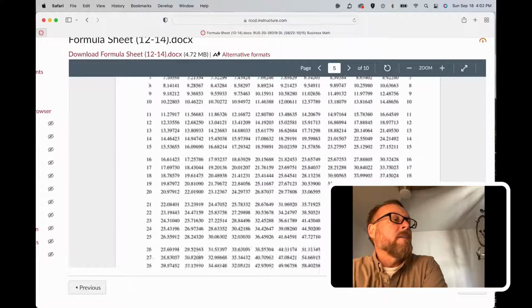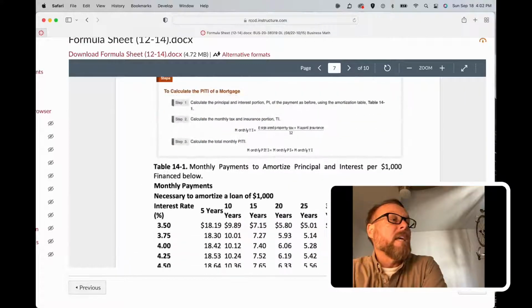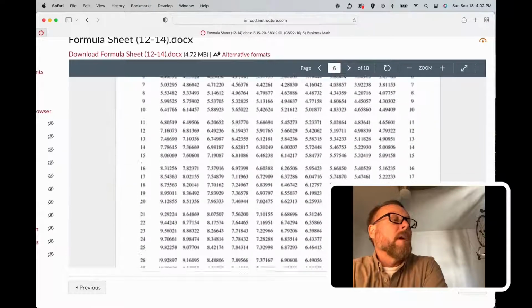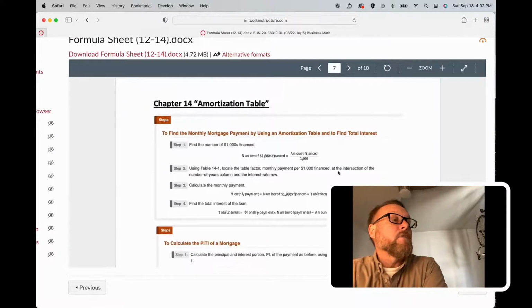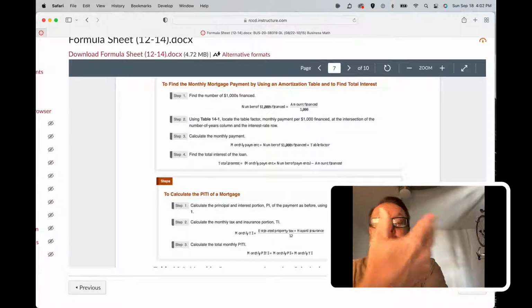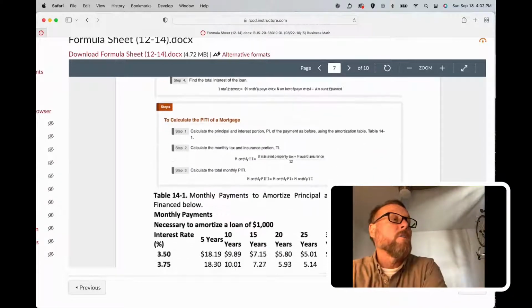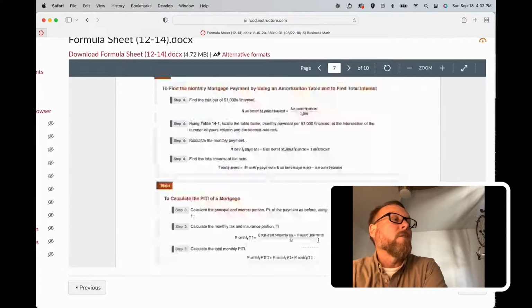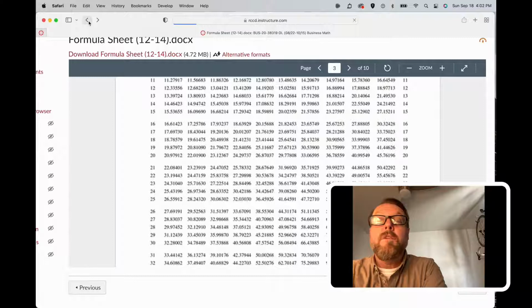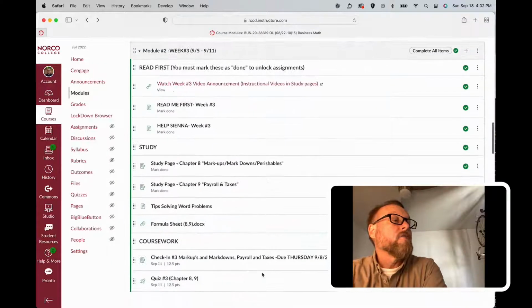Then I have all the annuity tables down here. I have both the present value annuity table as well as the future value annuity table. And then I also have the amortization table, how to calculate that when you're figuring out mortgage payments, interest, etc. on a mortgage loan. And then I have that table down here. So that's your formula sheet, and you can print that out and use it when you're doing your work on this chapter.